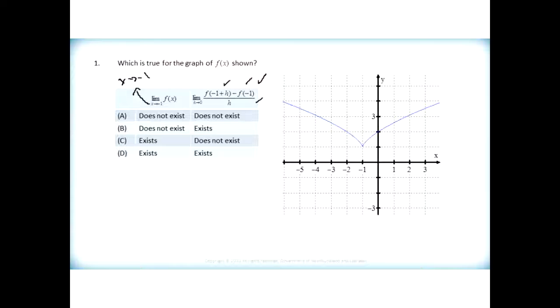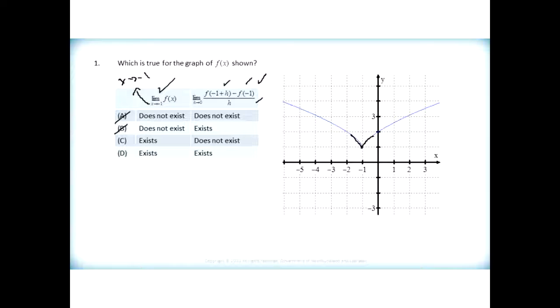So let's see. That first limit should be an easy one to evaluate. The limit as x approaches -1 of f of x. Does it exist or not? And that'll narrow down our options here. Well, that's an easy thing to evaluate. If I come from both sides, is my graph approaching the same place? Absolutely. So this guy over here should be okay. So these two does not exist options are eliminated. Then we're going to look at the second one.